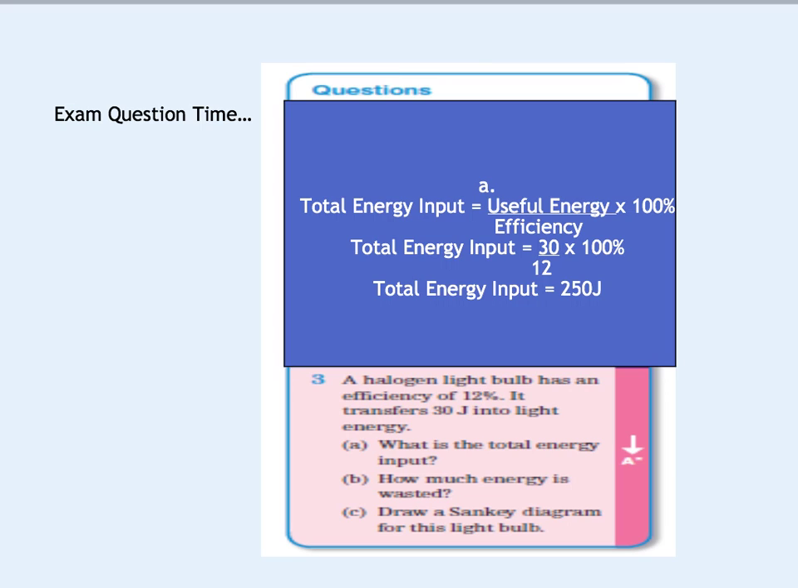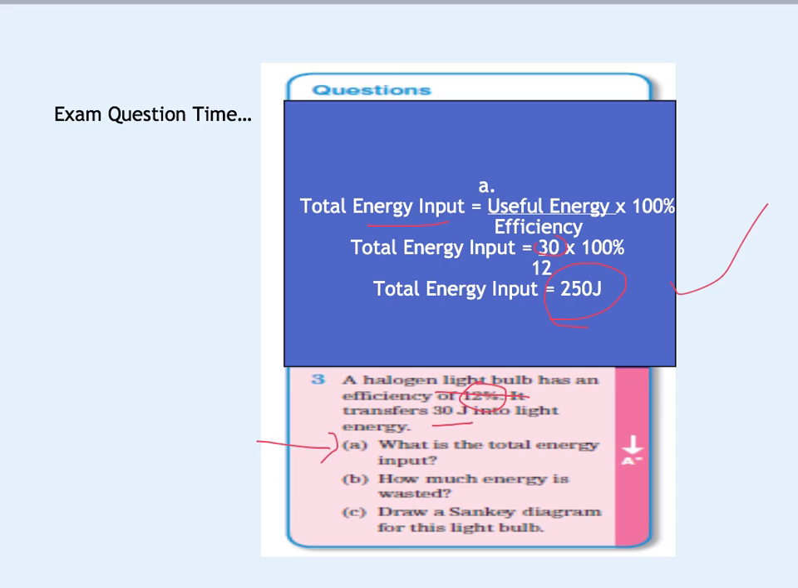Okay, so this is A. We still start with that equation, and this time we need to rearrange it to make the total energy input the subject, because this is what it's asked us to do. So the total energy input is the useful energy output divided by the efficiency multiplied by 100. We know the useful energy output is 30 because it tells us that 30 joules is transferred into light energy, and it being a light bulb, we know that the light is the useful energy. It's told us the efficiency, which is 12%, so we've got 30 divided by 12, and we multiply that by 100, and that gives us a total energy input of 250 joules.